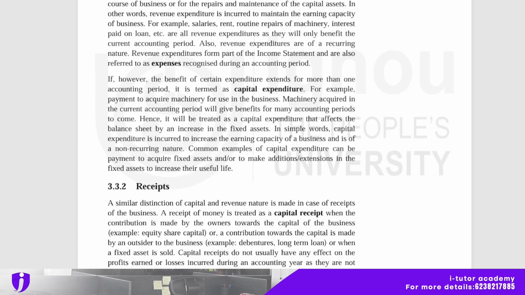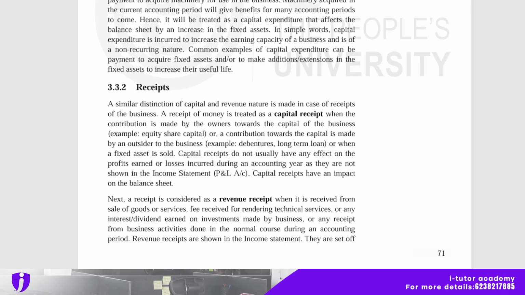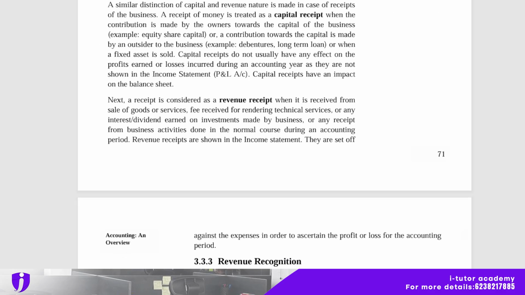An example is also there. And receipts: a similar distinction of capital and revenue nature is made in the case of receipts of a business. A receipt of money is treated as a capital receipt when the contribution is made by the owners towards the capital of the business. Example also there. And next, a receipt is considered a revenue receipt when it is received from sales of goods or services.